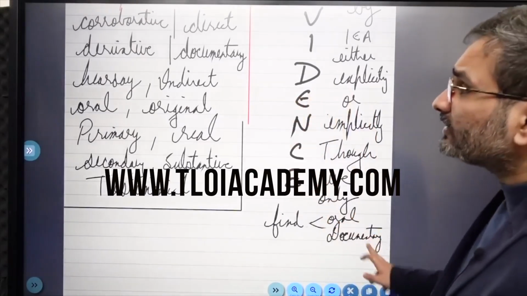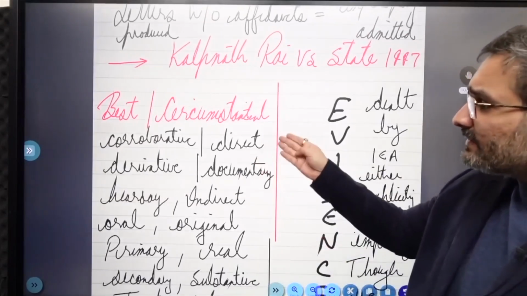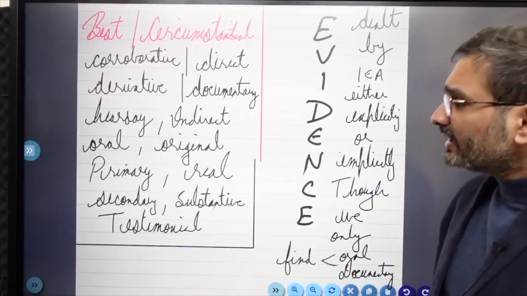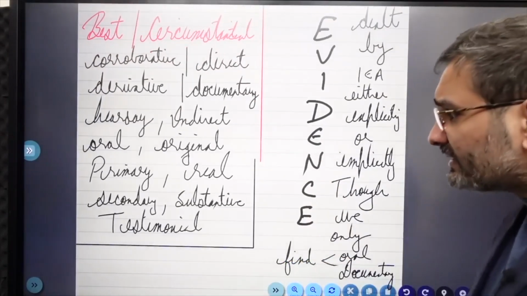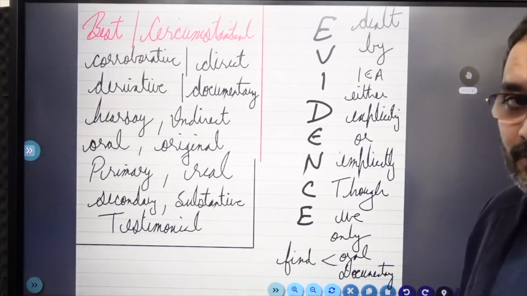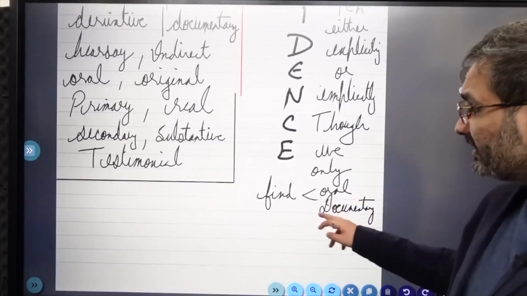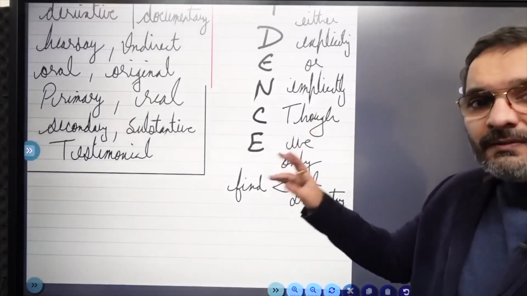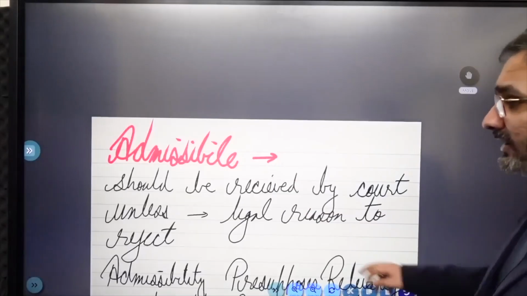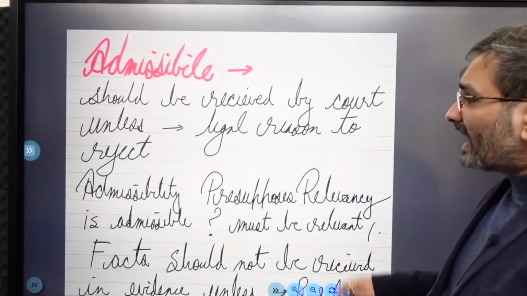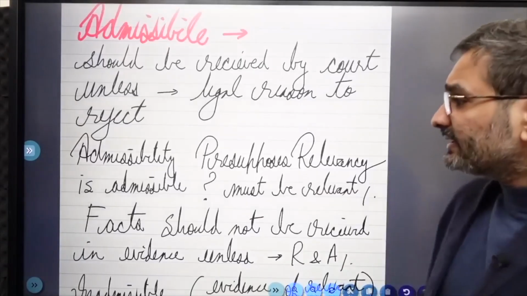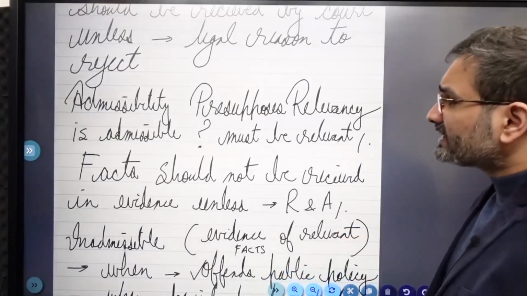though we have only two broad main categories, that are oral or documentary. वैसे evidence, best evidence, circumstantial evidence, corroborative evidence, direct evidence, derivative evidence, documentary evidence, hearsay evidence, indirect evidence, oral evidence, original evidence, primary evidence, real evidence, secondary evidence, substantive evidence, testimonial, all kinds of evidence. But मैं इनको भी अगर क्लासिफाई करने जाऊं मेन कैटेगरीज में, it is oral or documentary only. All right. So admissible, it should be either received by court unless there is a legal reason to reject the said evidence. Admissibility presupposes relevancy.